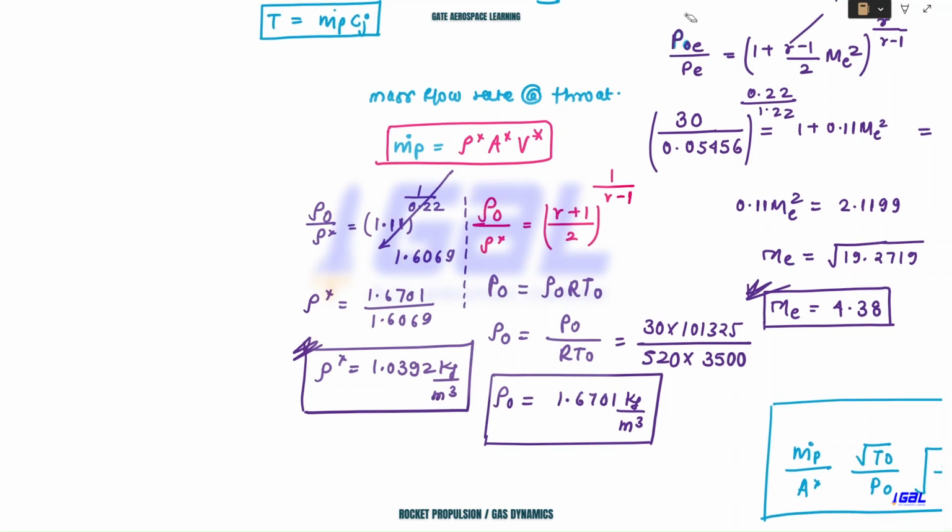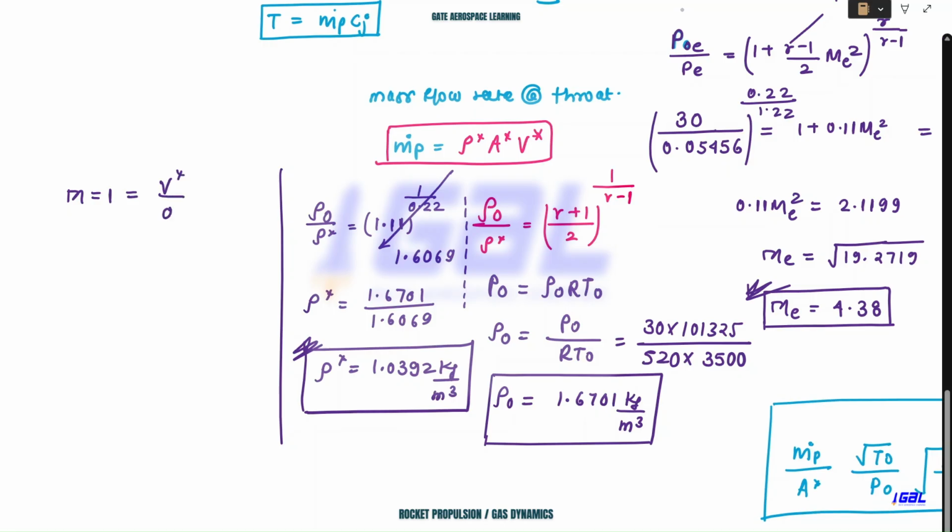A star we already have. Now we need V star. Now how will you calculate the V star? That is the question. So V star is nothing but the throat location velocity. And what is the throat location velocity? Your Mach number is already 1 at the throat. So this becomes V star by a star. If your Mach number is 1, then I hope you will agree V star will be equal to a star.